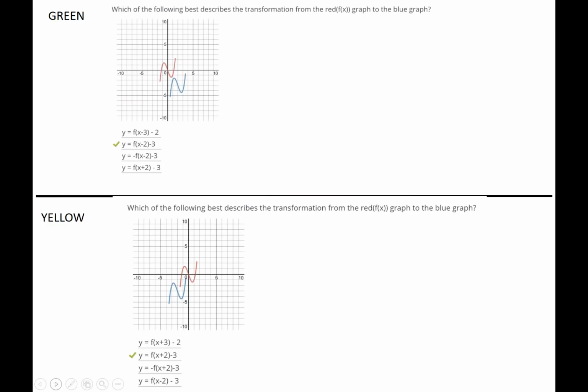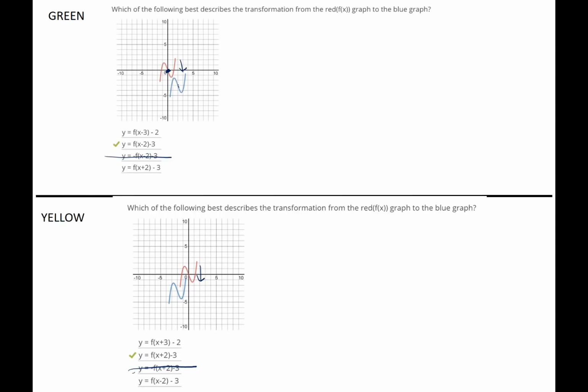All right, which of the following best describes the transformation of the red graph to the blue graph? So I have to go from the red to the blue, and really all I'm looking at here is a translation. Notice one of them had a negative in front, so that one didn't do any reflecting. So really what I would do is take this point (0, 0) and count. And remember, the x value is going to swap signs, and the y value is going to keep its sign.